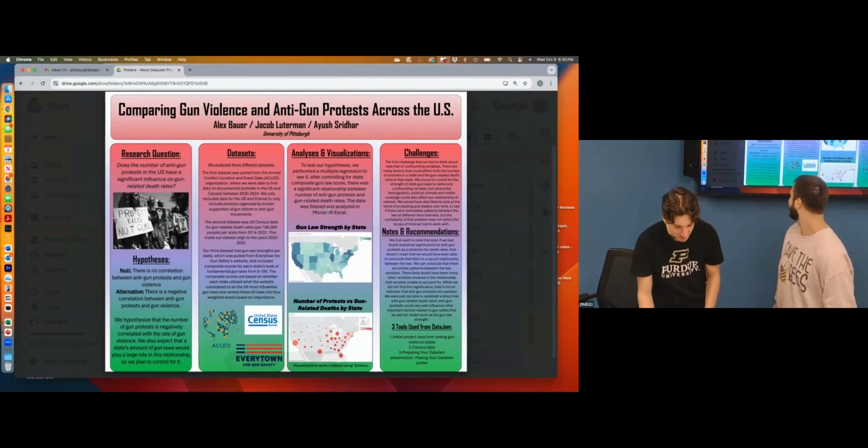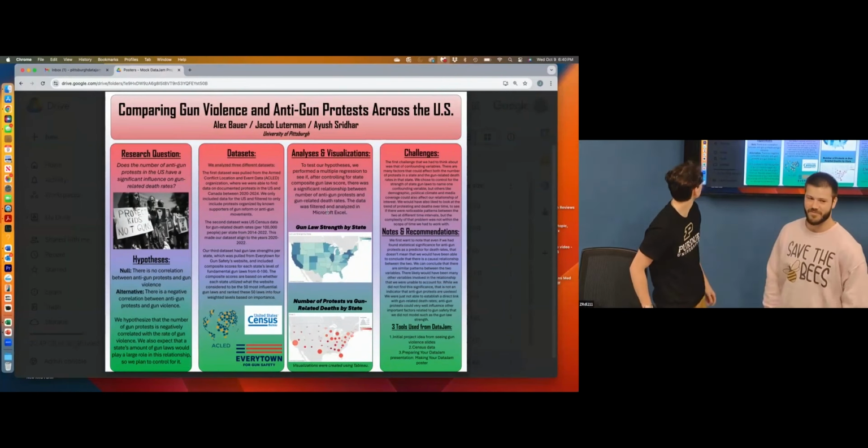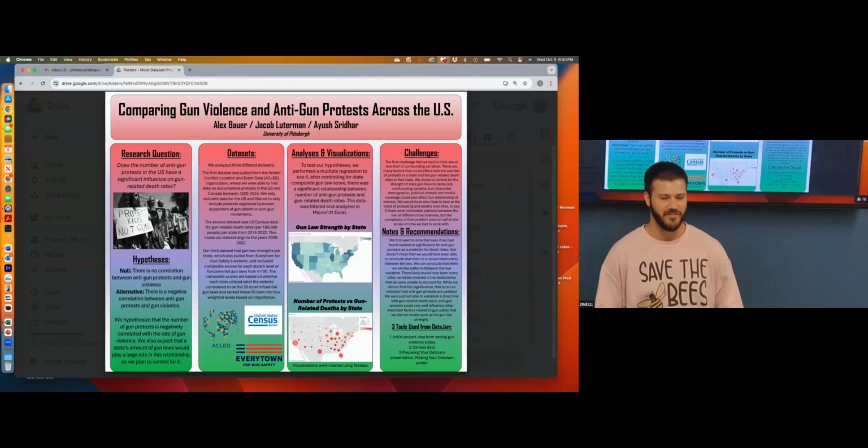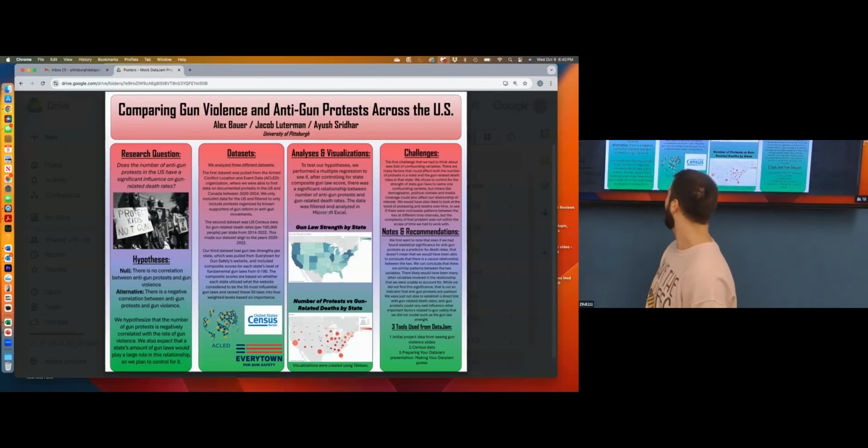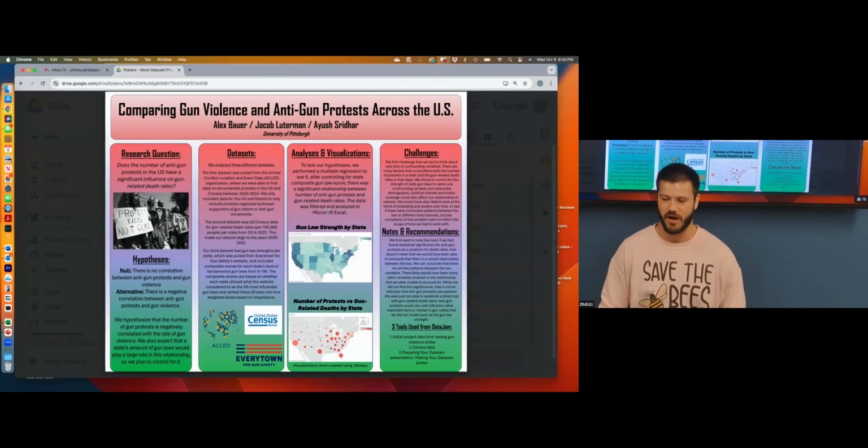Start with that. Okay. Our project was on comparing gun violence and anti-gun protests across the U.S. And so, well, it's kind of straightforward. Our hypothesis was that we think that more anti-gun protests would be actually indicative of more gun violence.